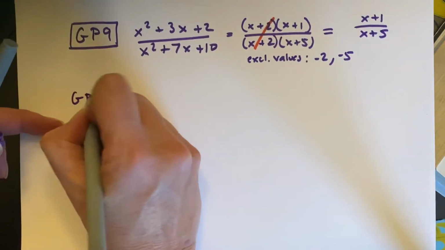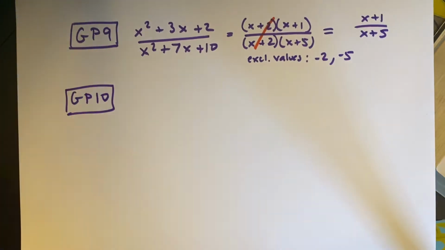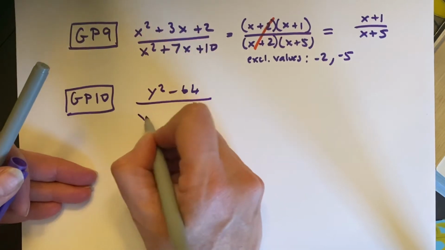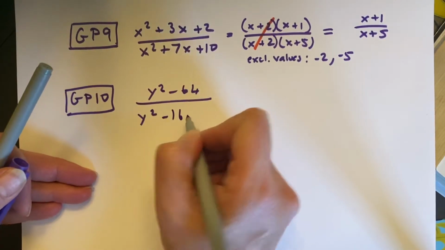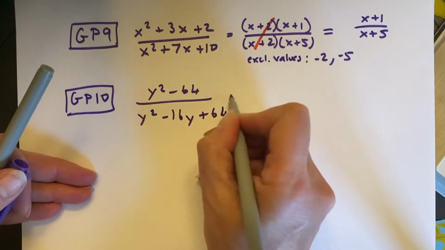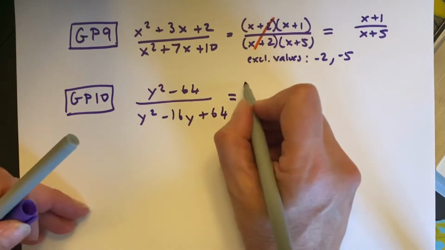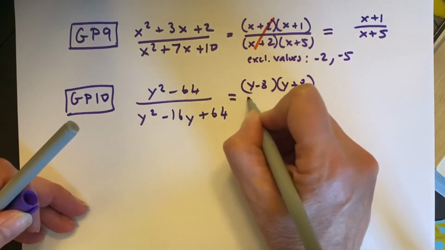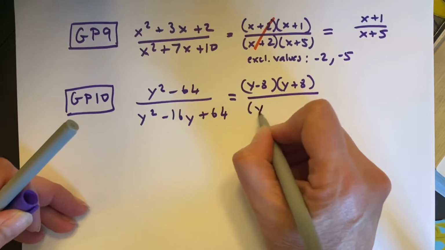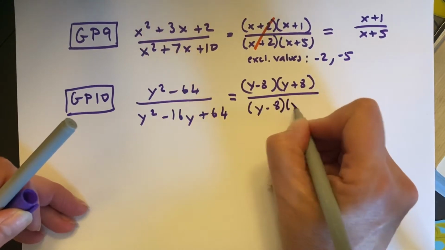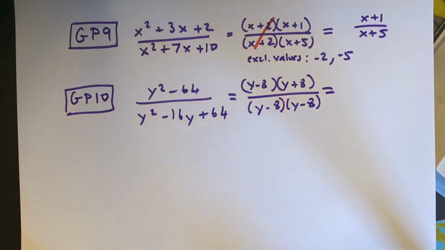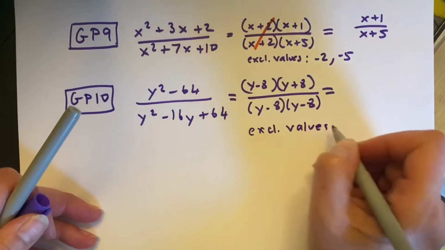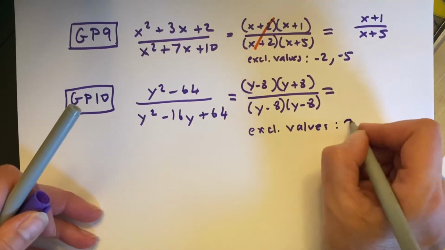Let's look at guided practice number 10. We have y squared minus 64 divided by y squared minus 16y plus 64. The top, if you factor, you can see right away it's difference of two squares, y minus 8, y plus 8. And on the bottom, you can see it's a perfect square trinomial, so y minus 8 times y minus 8. You can see that the excluded values, or actually there's only one this time, because it's 8 here and 8 here, so it's just the 1.